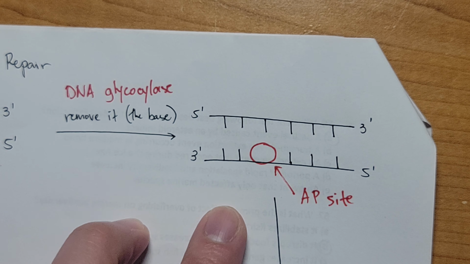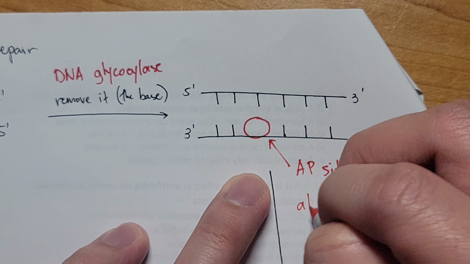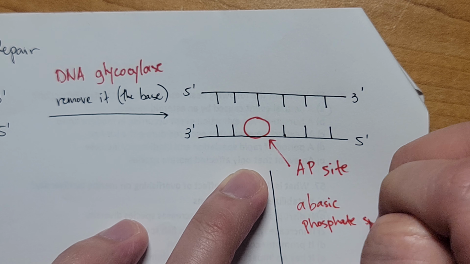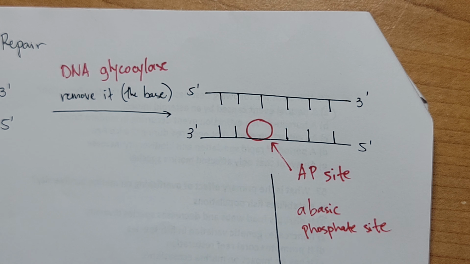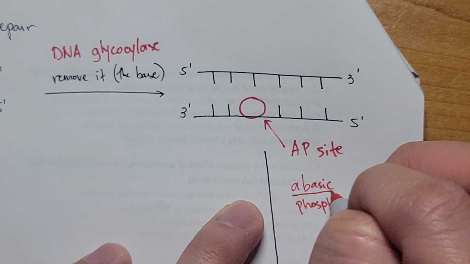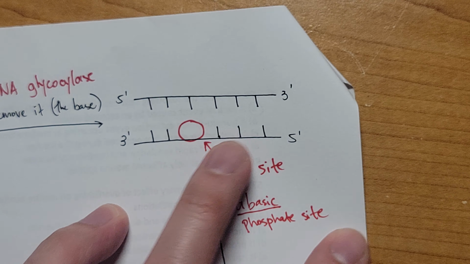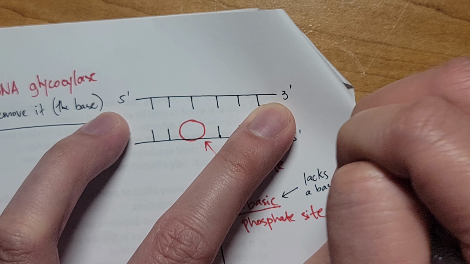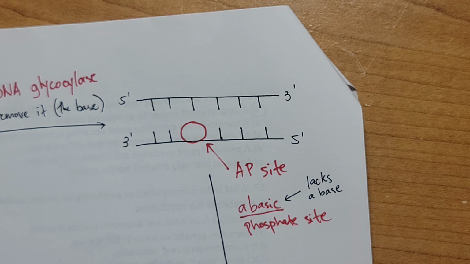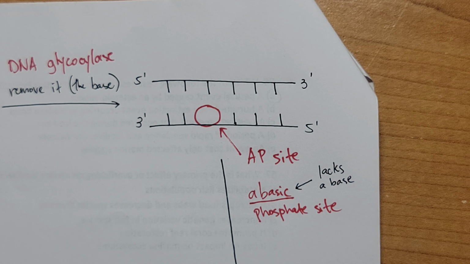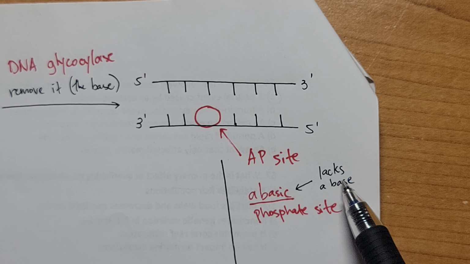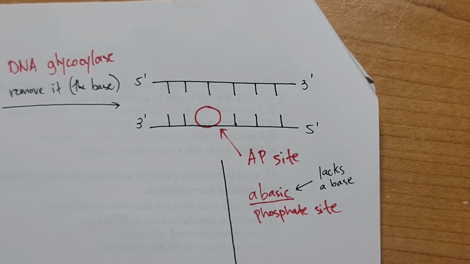AP site. What AP stands for is just Abasic Phosphate Site. And just one way to remember this, abasic literally means that it lacks a base. The A, if you read this, abasic, literally means that it lacks a base. So you can read this as: this site over here lacks a base on that phosphate site. That's why it's called an AP site.